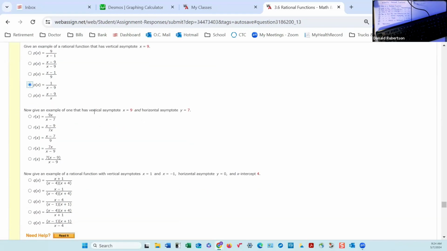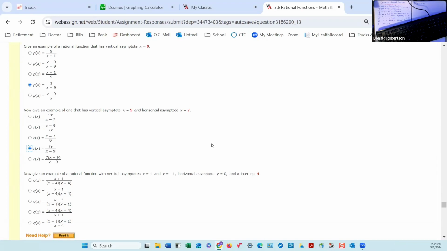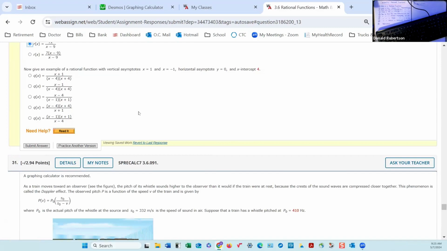Now give an example of one that has a vertical and a horizontal at 7. So you need to have both those things. So it could be that one and it could be that one, right? But it's only that one. And if you look carefully, you might be able to understand why the bottom one, because there's only one right answer, is the correct version. Look again at the bottom. You see the x minus 9s can cancel out, and that really just turns into a horizontal line, not a vertical asymptote. And same kind of thing with that one.